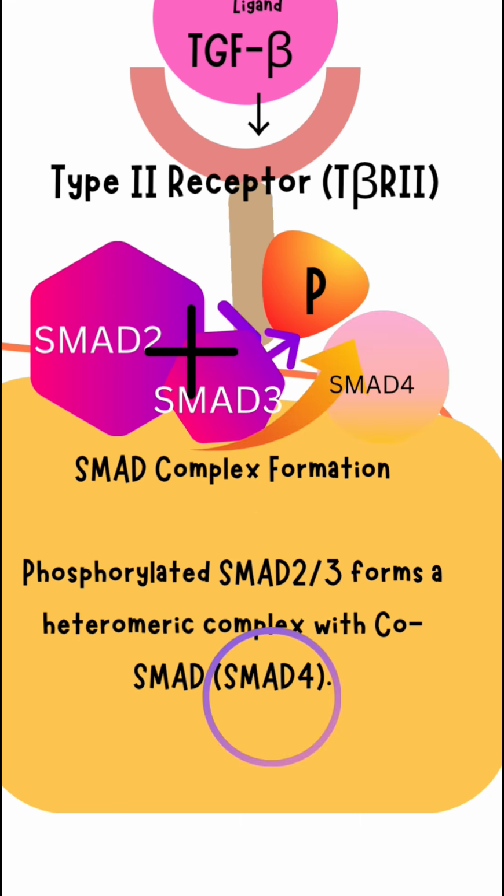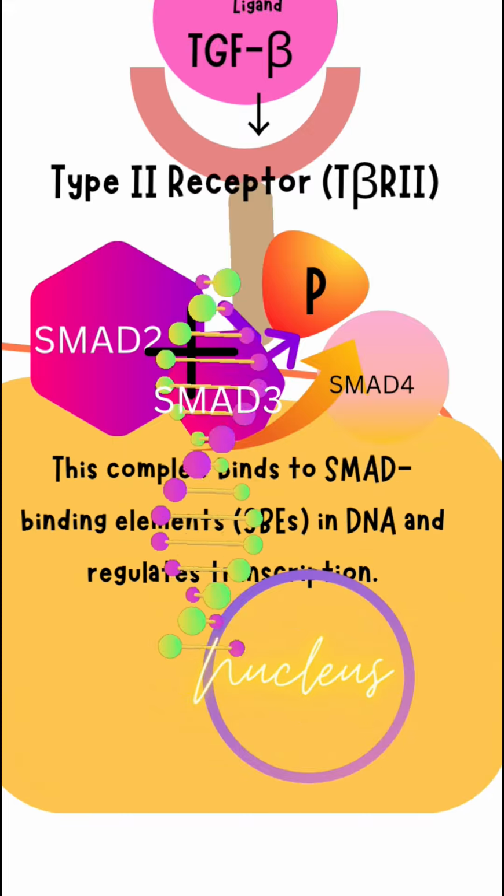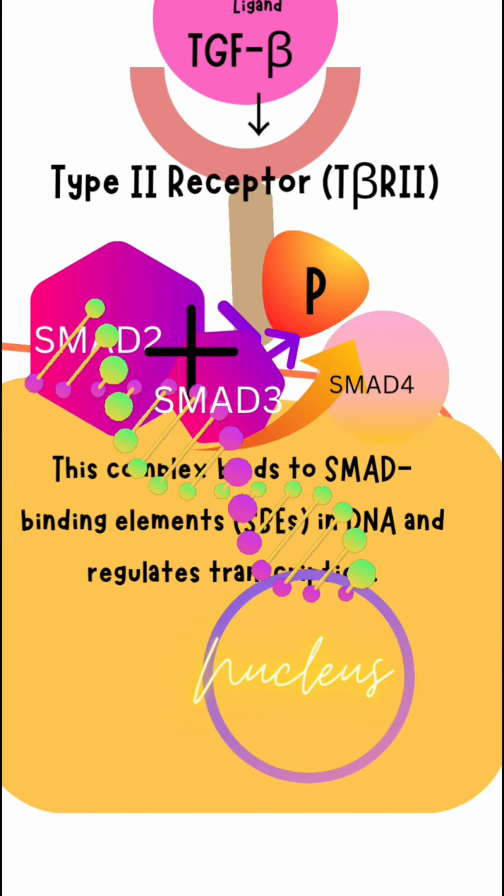So TGF beta receptors are serine and threonine kinases and not tyrosine kinases. SMAD2 and 3 are the R-SMADs, SMAD4 is the co-SMAD, and SMAD6 and 7 are the I-SMADs. So the SMAD complex functions as a transcription factor.